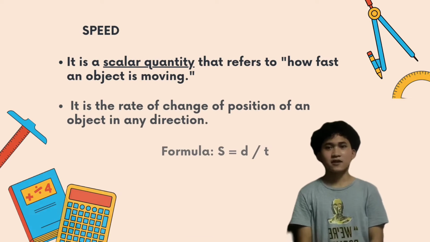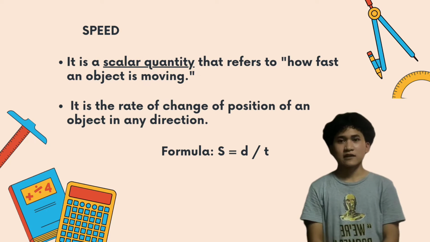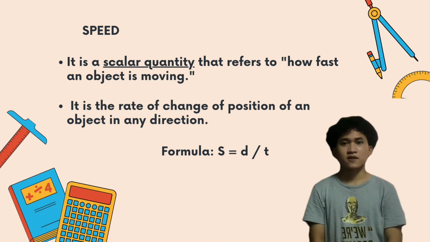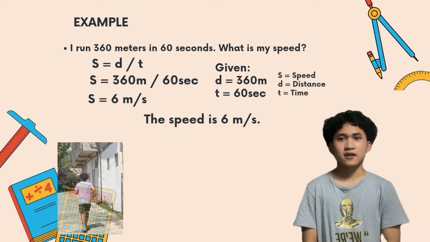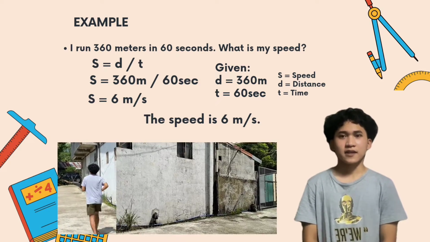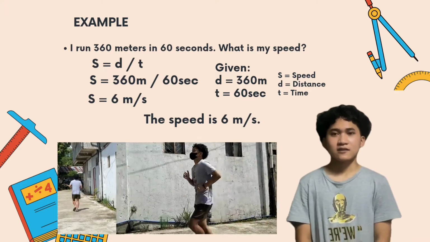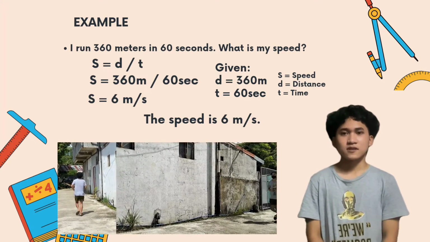Speed. It is a scalar quantity that refers to how fast an object is moving. It is the rate of change of position of an object in any direction. Example, I run 360 meters in 60 seconds. What is my speed? First, identify the given. The given are distance is equal to 360 meters and the time is equal to 60 seconds.